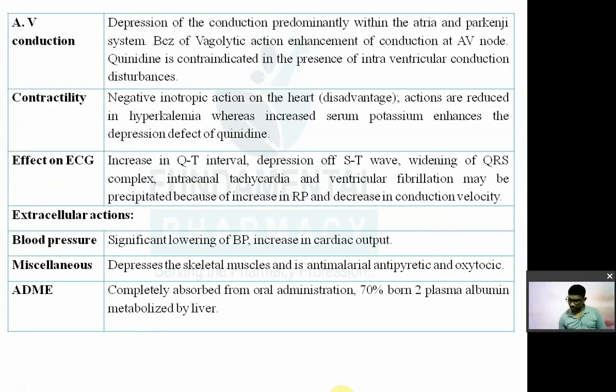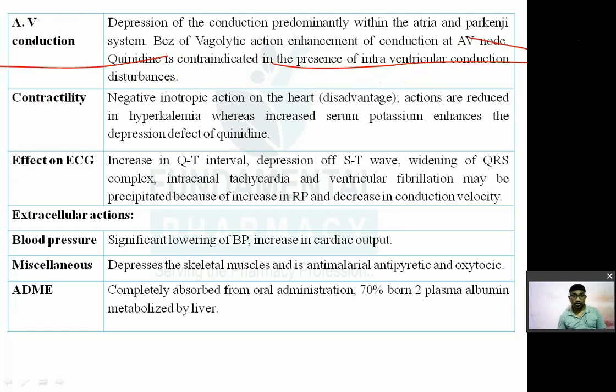What is the action on AV conduction? Atrioventricular conduction: again there is depression of conduction, predominantly in the atria and Purkinje fibers, because of the vagolytic action and enhancement of conduction at the AV node. Quinidine is contraindicated in the presence of intraventricular conduction disturbance.